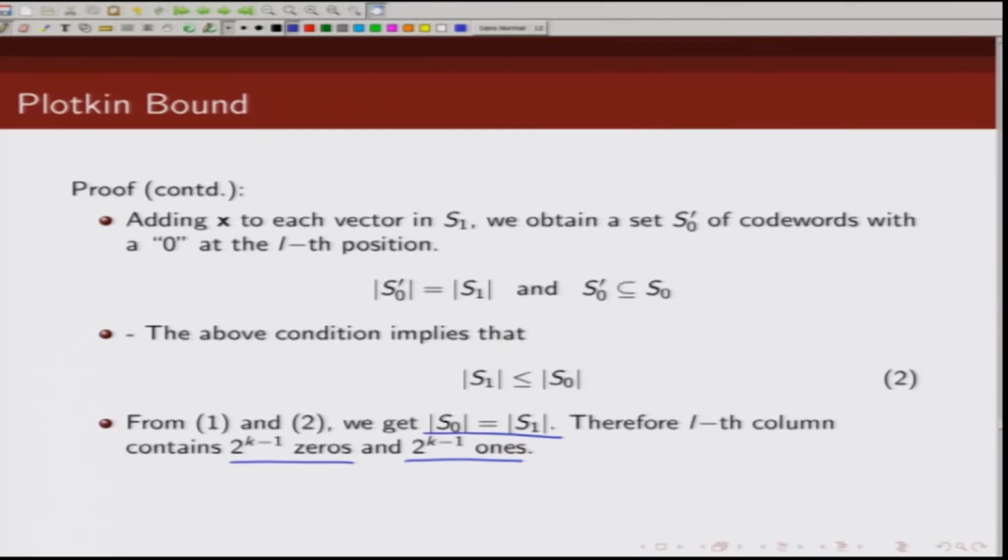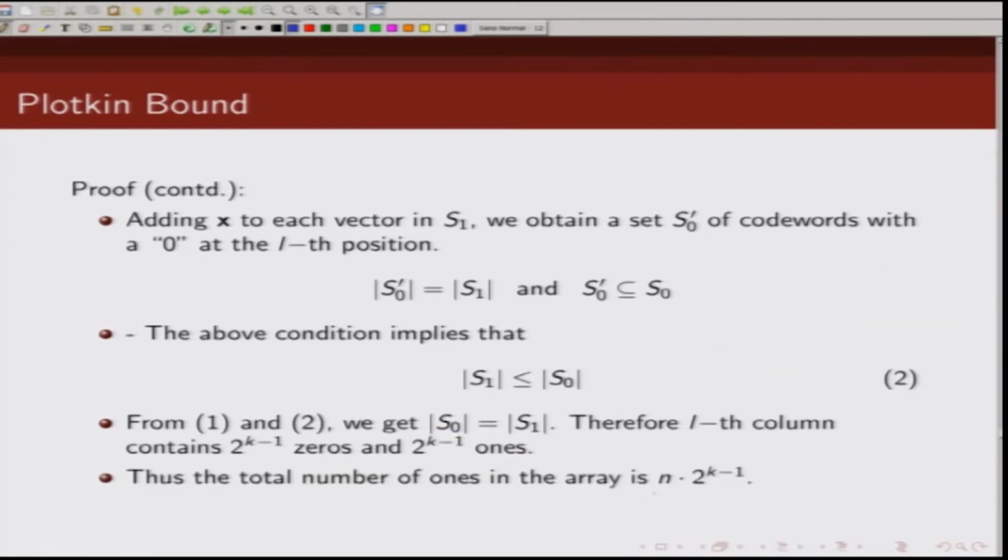And how many such columns are there? We are talking about a code array. So, these are all code words, each one of them n bit. So, we have total n columns and we have 2 raised to power k rows. So, what we have shown is each column will have 2^(k-1) zeros and 2^(k-1) ones, and there are total n such columns. So, total number of ones is how much? n times 2^(k-1).